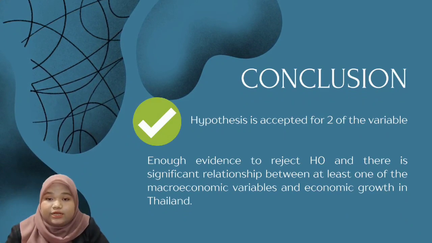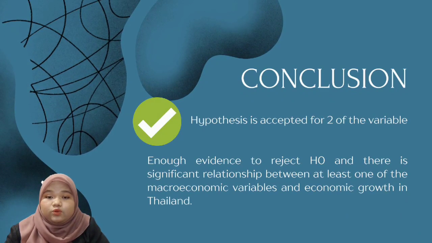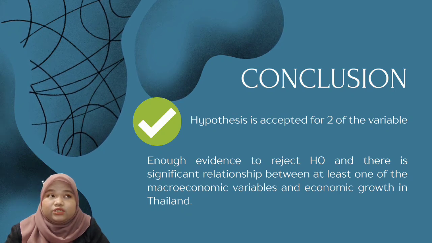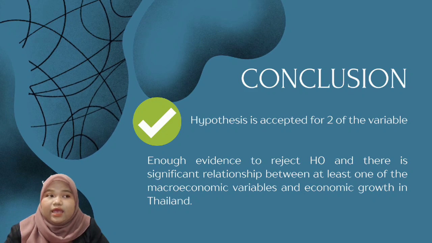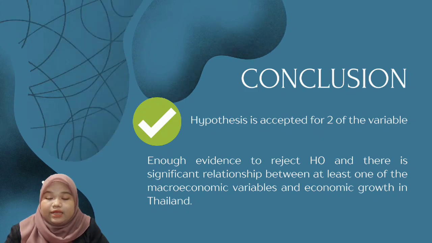In conclusion, I would say the hypothesis is accepted for two of the variables. Based on the findings, I have enough evidence to reject H0, and there is a significant relationship between at least one of the macroeconomic variables and economic growth in Thailand.